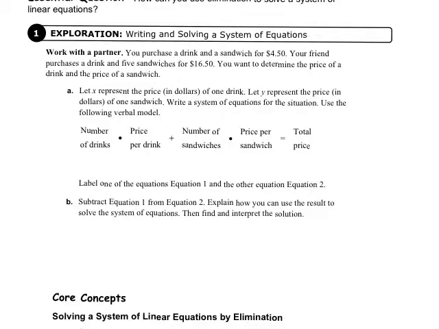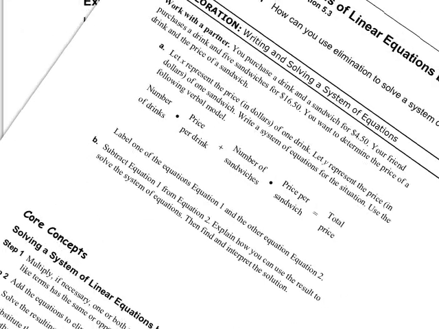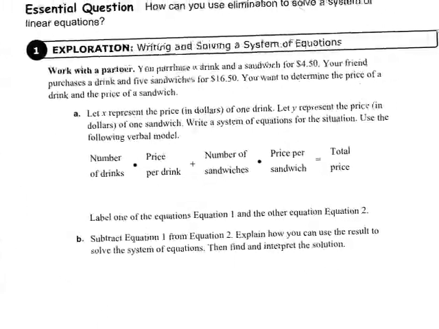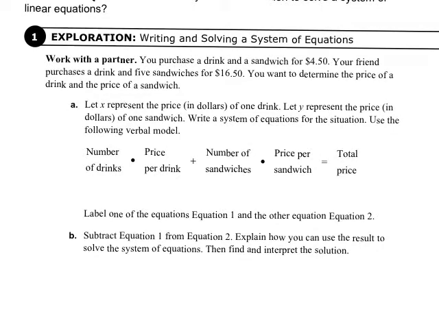Okay. So let's see what we can make of this first exploration here. It tells us information about you, and it tells us information about your friend, right? So I'm going to write a separate equation for you and your friend, okay? It tells us exactly how to write our equations: number of drinks times the price per drink.